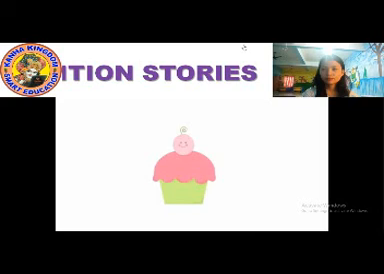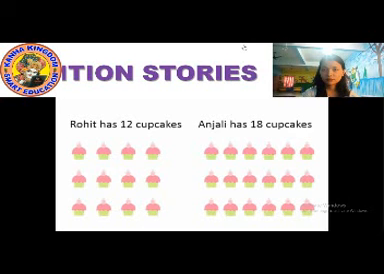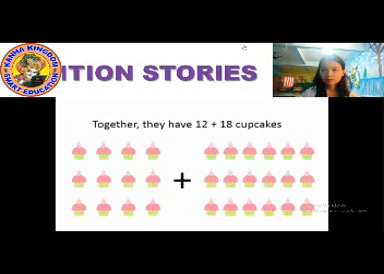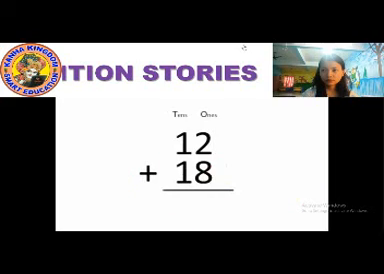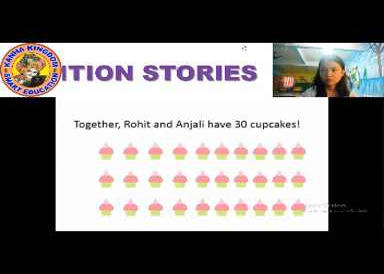Then, example 2. Rohit has 12 cupcakes. Preeti has 18 cupcakes. How many cupcakes do both of them have together? Rohit has 12 cupcakes and Anjali has 18 cupcakes. Together, they have 12 plus 18 cupcakes. How do you add 12 and 18? First, add the 1's place. 2 plus 8 is equal to 10. With the 1 carried over, we have 1 plus 1 plus 1 is equal to 3. That gives you 3 in the 10's place and 0 in the 1's place. That is 30.